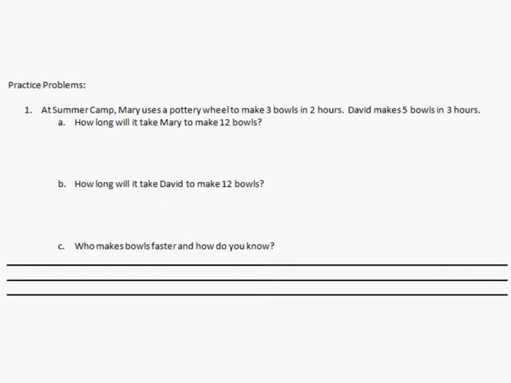Practice problems. At summer camp, Mary uses a pottery wheel to make 3 bowls in 2 hours. David makes 5 bowls in 3 hours. A. How long will it take Mary to make 12 bowls? B. How long will it take David to make 12 bowls? Basically, we're seeing who is faster. It's hard to tell who is faster because each one is measured differently. So Mary makes 3 bowls in 2 hours. We want to know how long it takes her to make 12 bowls.